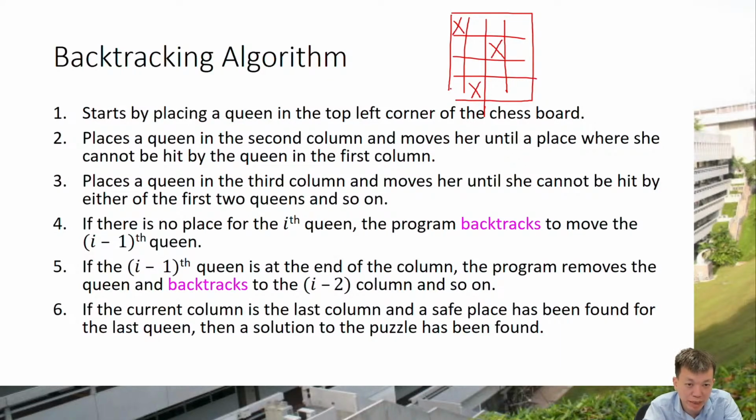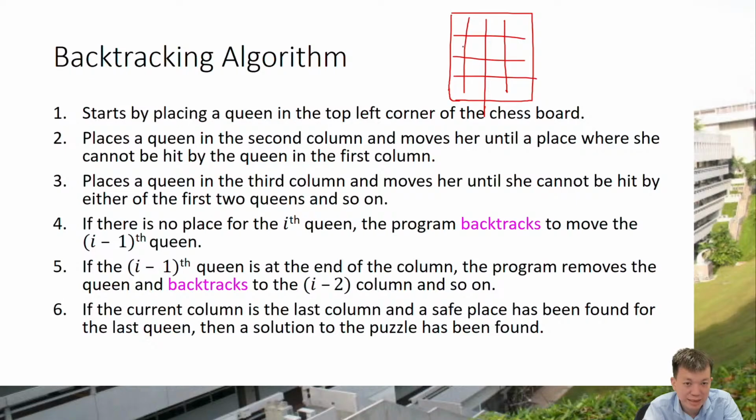Like in this example, I need to put 4 queens. 1, 2, 3. All cannot. Then I have to backtrack. Then this one cannot. This one also cannot. This one also cannot. No more. So I have to backtrack, then try one more time.